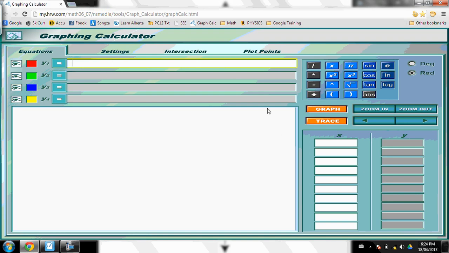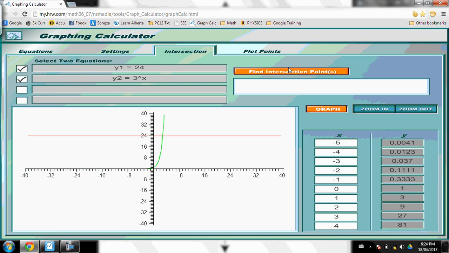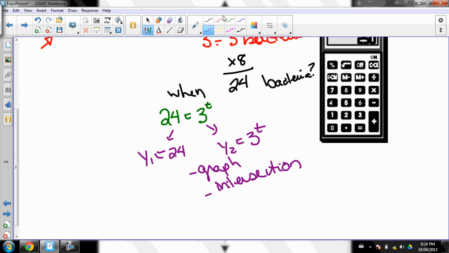I'm going to show you that on here. So my first equation is y equals 24. My second equation is y equals 3 to the power of x, or t. And I'm going to graph it. Can't see it, so zoom out. Oh, there it is. There's my intersection. Now on your calculator, you are going to have to press second function, calculate, then choose intersect, and go through the process we normally do. On here, I just have to click intersection, and it'll find me the intersection point. And once you do that, you should get 2.89 or 2.9 weeks. So t equals 2.9 weeks.